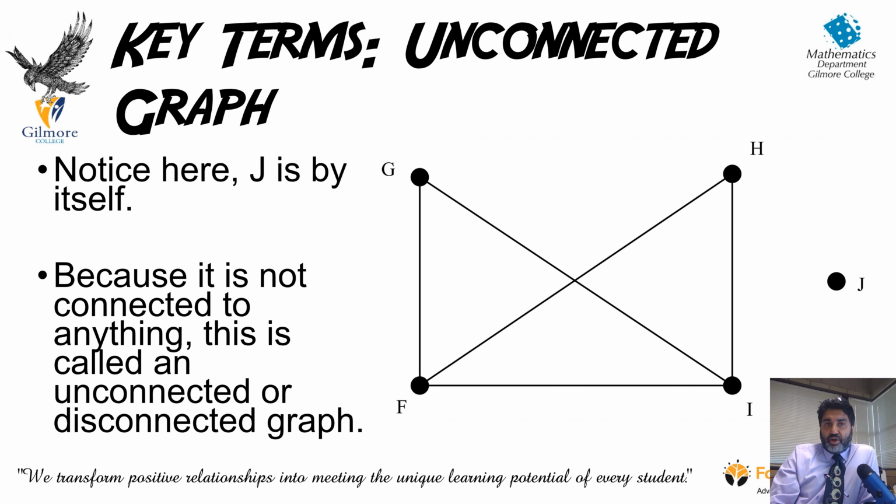An unconnected graph. So we've got J here. He's a bit of a loner. So yeah, this is classified as unconnected because it is not connected to anything. This is called an unconnected or disconnected graph or network.